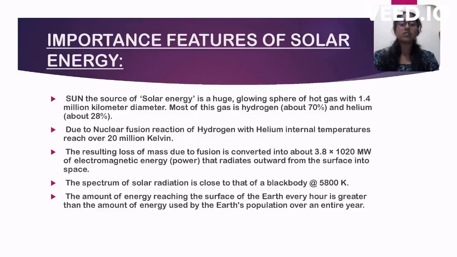The resulting loss of mass due to the fusion is converted into about 3.8 x 10^20 MW of electromagnetic energy that radiates outwards from the surface into space. The spectrum of solar radiation is close to that of a black body at 5800 Kelvin. The amount of energy that reaches the surface of the earth every hour is greater than the amount of energy used by the earth's population over the entire year.